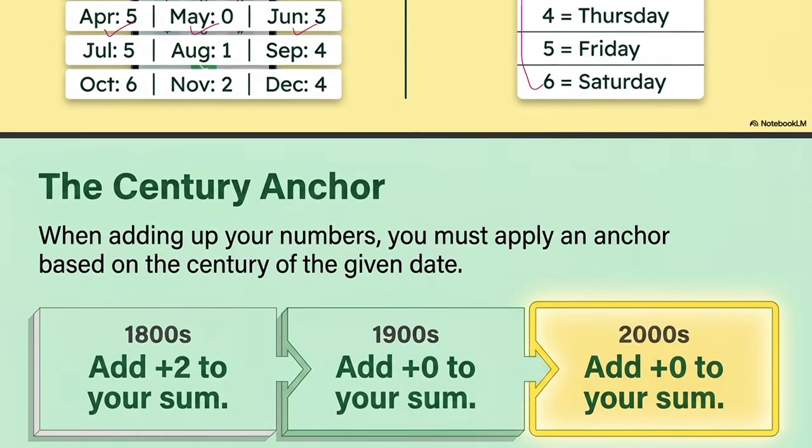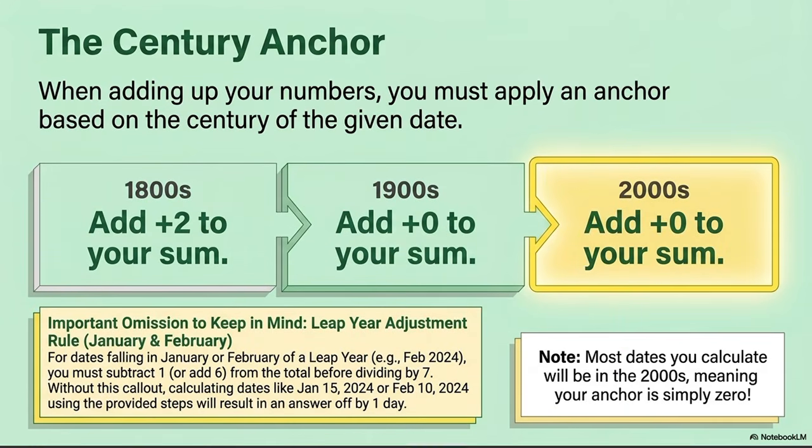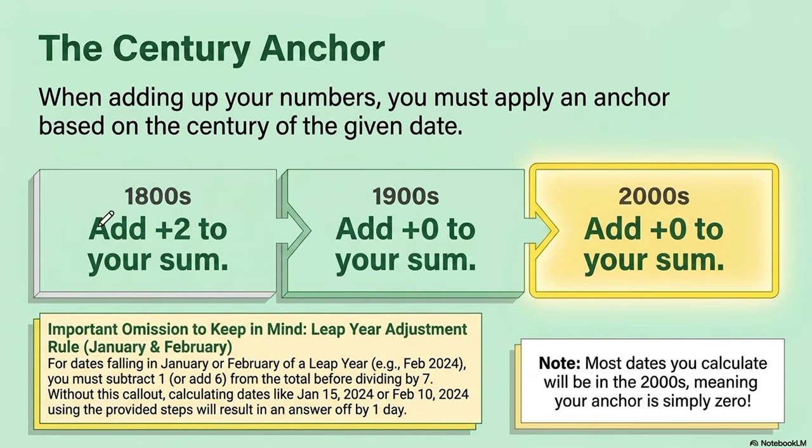But before that, remember one notice. Whenever you are calculating the day for the 18th century, you have to add plus 2 in your sum. Suppose you are calculating a 19th century date or 2000s century date. In that case, we don't have to add anything. Okay, but there is an extra caution.